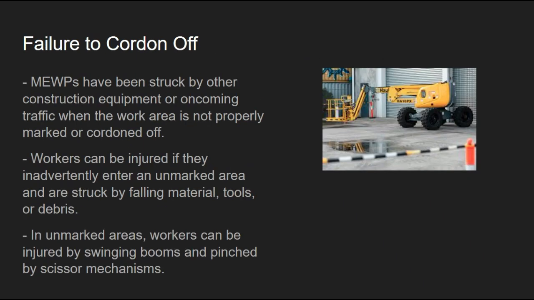Failure to cordon off. MEWPs have been struck by other construction equipment or oncoming traffic when the work area is not properly marked or cordoned off. Workers can be injured if they inadvertently enter an unmarked area and are struck by falling material, tools, or debris. In unmarked areas, workers can be injured by swinging booms and pinched by scissor mechanisms.